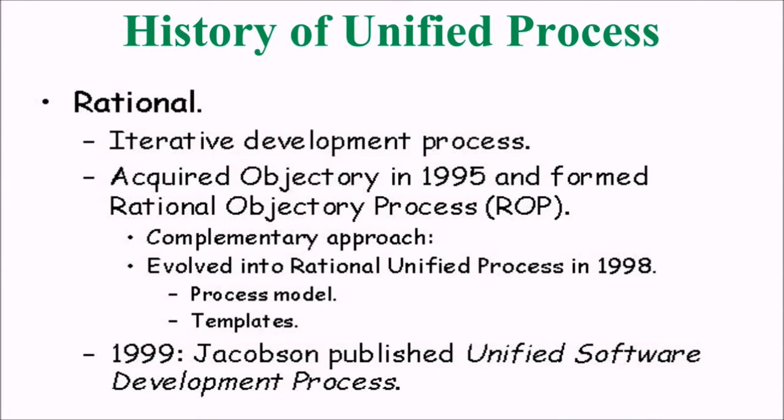Then Rational came with the iterative development process. It acquired Objectory in 1995 and formed ROP, the Rational Objectory Process. This was a complementary approach, and it evolved into RUP, Rational Unified Process, in 1998, and it covers the process model and the templates. Then in 1999, Jacobson published the Unified Software Development Process.